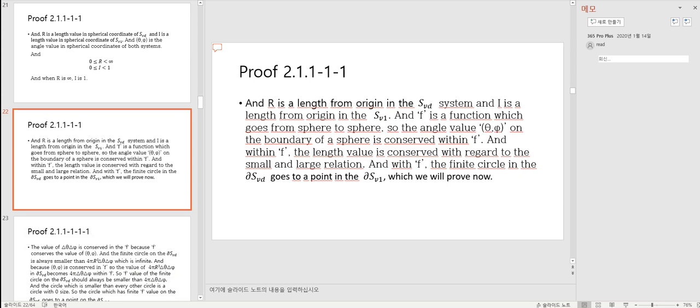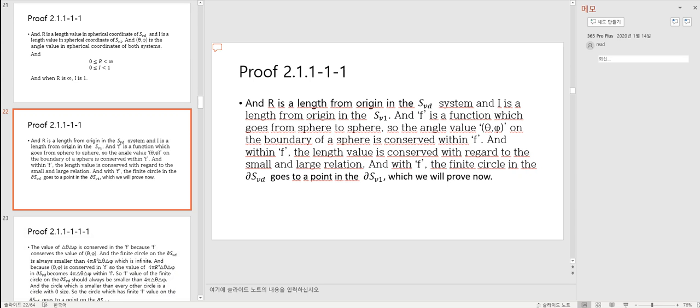And R is the length from origin in the S3D system, and I is the length from origin in the S3-1, and F is a function which goes from sphere to sphere, so the angular value of zeta psi on the boundary of a sphere is conserved within F, and within F the length value is conserved with regard to the small and large relation.